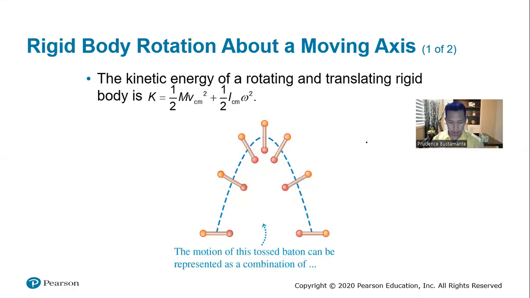Recording in progress. Now we are here in the third video of chapter 10, which is the rigid body rotational motion, rotation about a moving axis. If you have a rigid body which is rotating and at the same time translating, the kinetic energy of a rotating and translating rigid body is equal to one half times the mass of that rigid body times the square of the velocity of the center of mass, plus one half times the moment of inertia around the center of mass times the angular velocity squared.